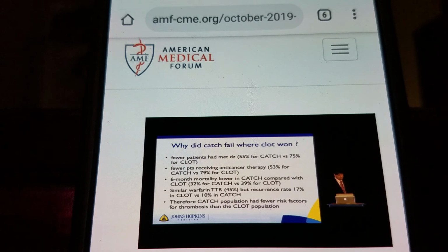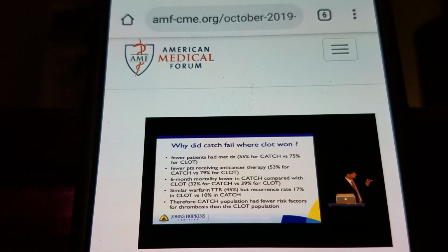So why did the CATCH trial, the second trial is called the CATCH trial, fail where the CLOT trial won? Right? So not all cancer-associated VTE is the same. Just as Dr. Sorrentino was mentioning earlier, there's really a difference between the type of patient who presents with the VTE. And the reason for the CLOT trial succeeding where the CATCH trial failed in showing a difference between a heparin-based product and a warfarin-based product had to do with patient selection, okay?